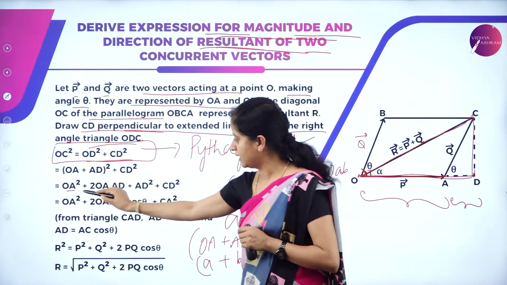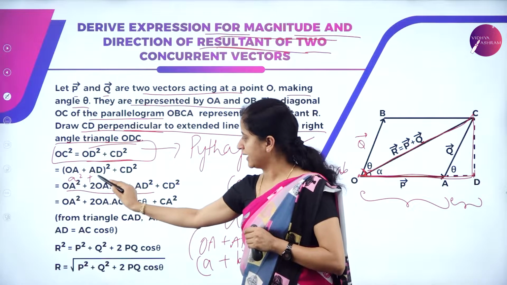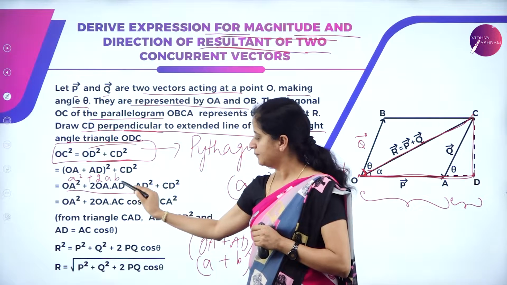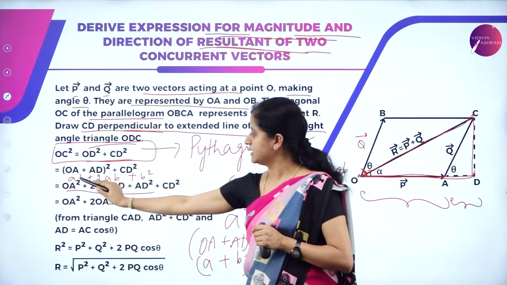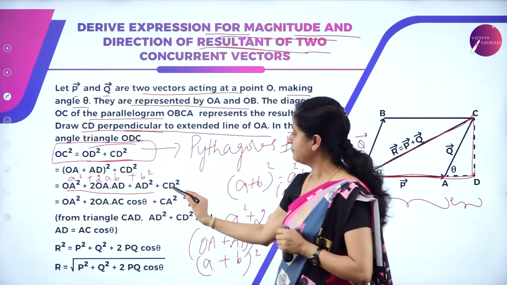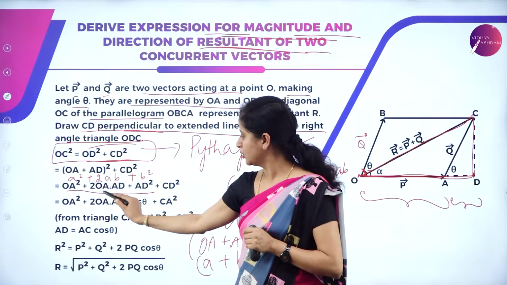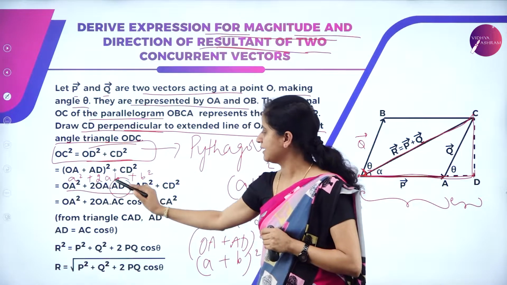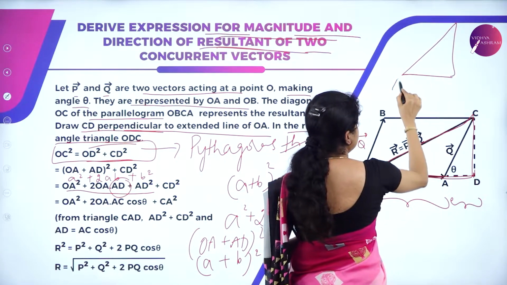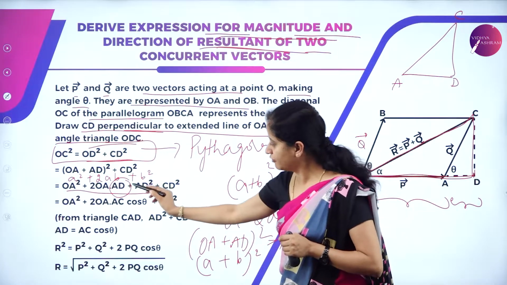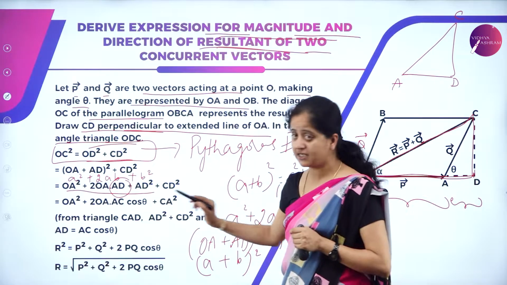So according to that formula, it is OA square, that is A square, plus 2 into OA, that is 2AB, B is nothing but AD, plus AD square, which means it is of the form A square plus 2AB plus B square, and plus CD square as it is. So next we have OA square plus 2OA into this AD. Look at this diagram carefully, we have a triangle ADC. For simplification purpose, this AD can be written in terms of AC cos theta.